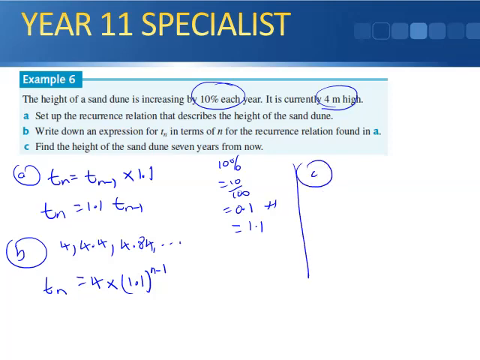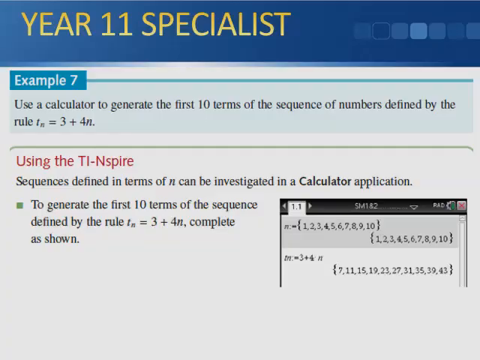Part C, find the height of the sand dune in 7 years' time. So we want t of 7. 4 times 1.1 to the 7 minus 1, which is going to be 1.1 to the power of 6. And when you work that out, it's going to be approximately 7.795 meters.